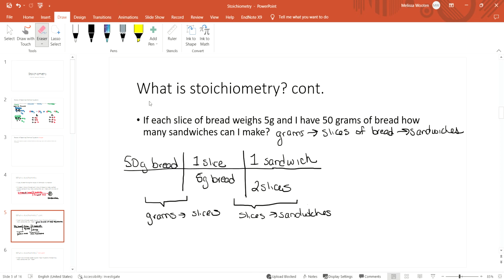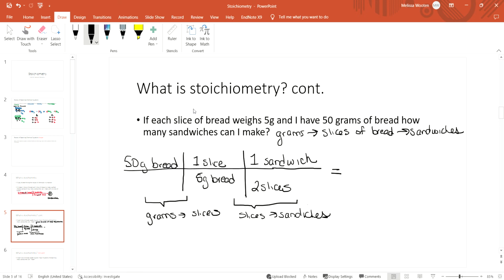Keeping up with your conversions is really important with stoichiometry because you're going to have fences that are a bit longer than this. This is called the fence method. Understanding what you have to convert to and keeping that straight is very important. I can't emphasize the importance of that enough.